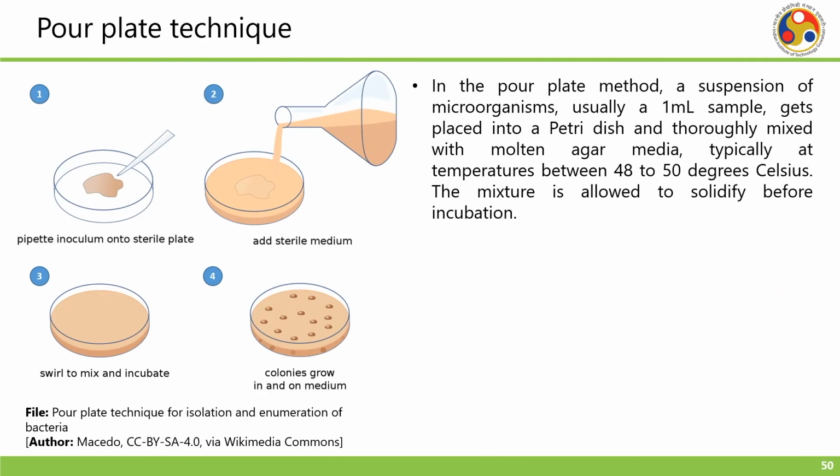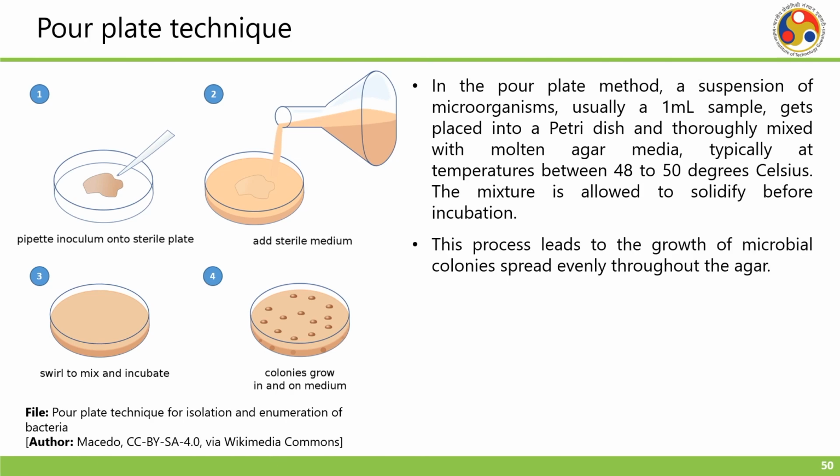In the pour plate method, a suspension of microorganisms, usually a 1 ml sample, gets placed into a petri dish, as we have shown here, and thoroughly mixed with molten agar medium. Here we are mixing it. Typically at temperatures between 48 to 50 degrees Celsius, the mixture is allowed to solidify before incubation. So, here we do swirling to mix and incubate, and finally, the colonies will grow on this medium.